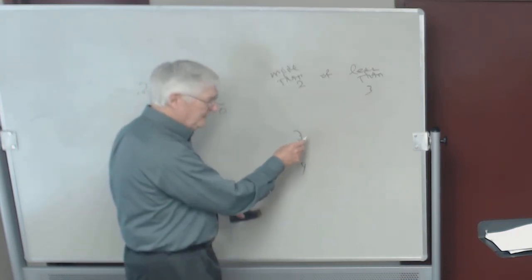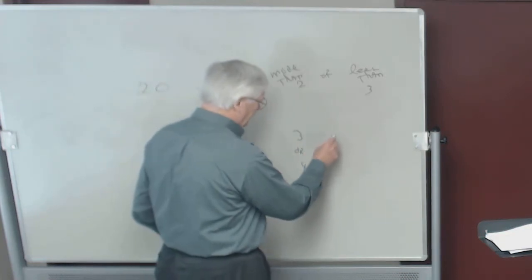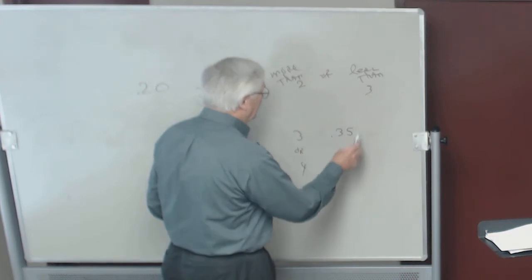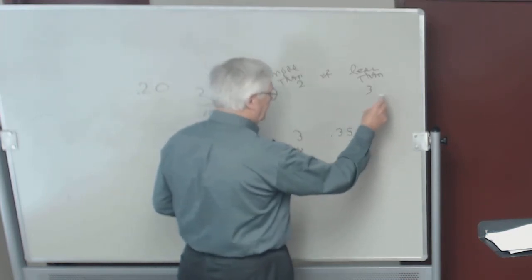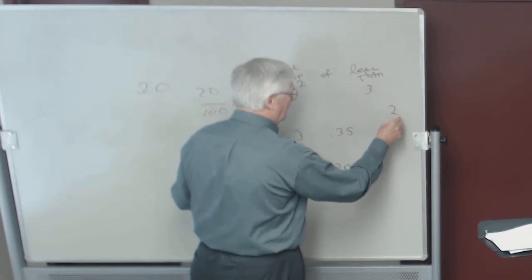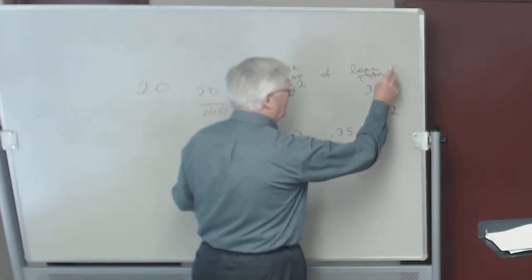What's the number for 3? 0.35. What's the number for 4? 0.20. Or less than 3. Less than 3 would be what? 2 or 1 or 0.